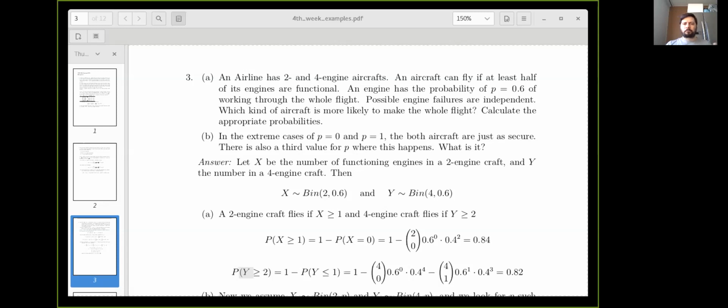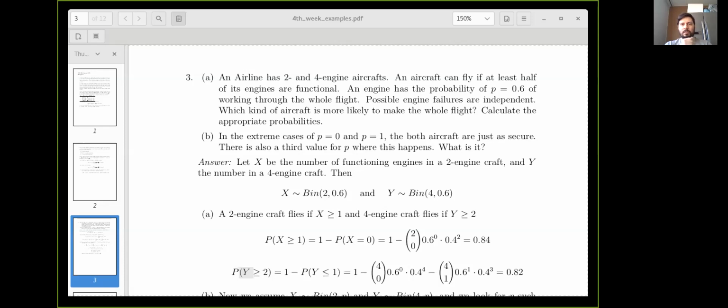So this seems a bit counterintuitive, doesn't it? I mean, you have a more than 50-50 chance of the engine working. So you kind of think that if you add more of these engines, then it's more likely that things work out. But no, that's not the case here.